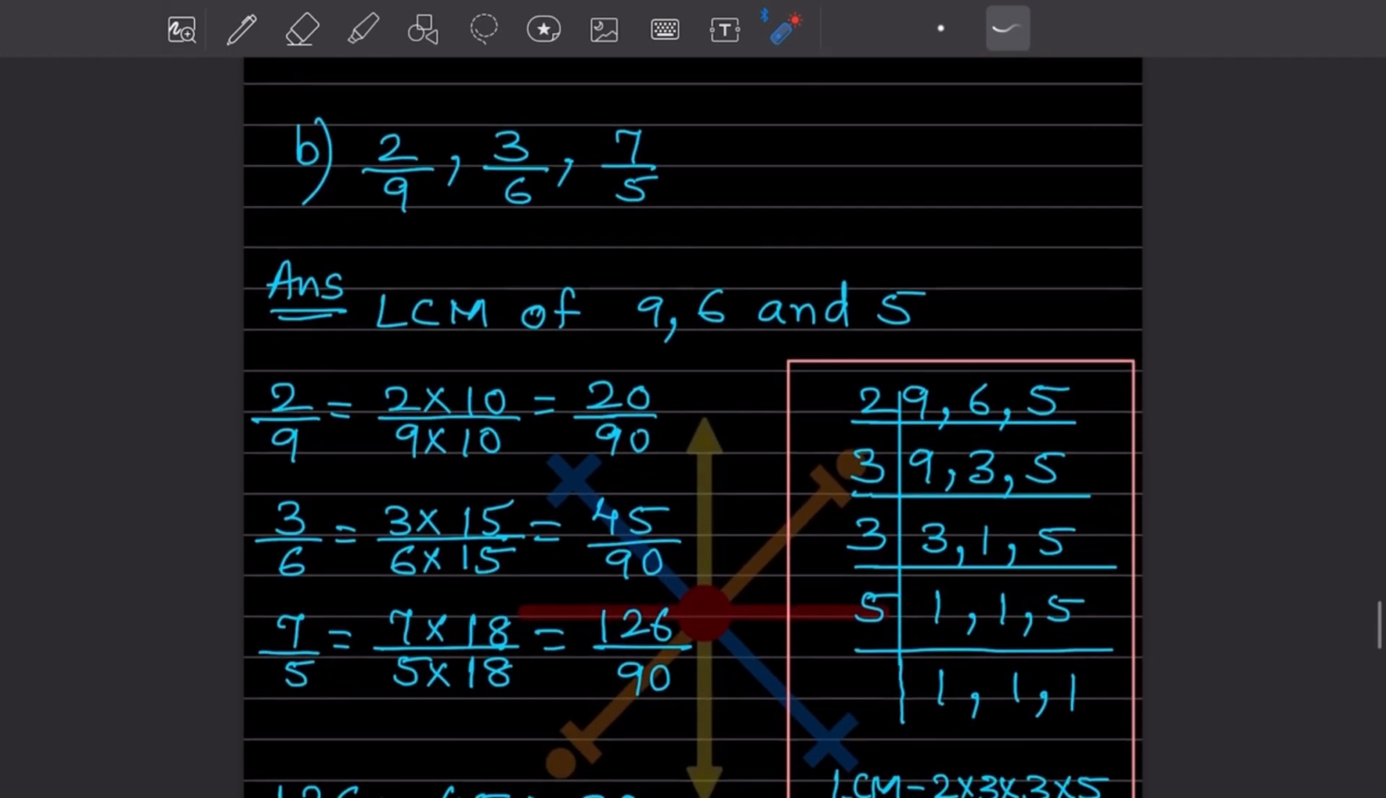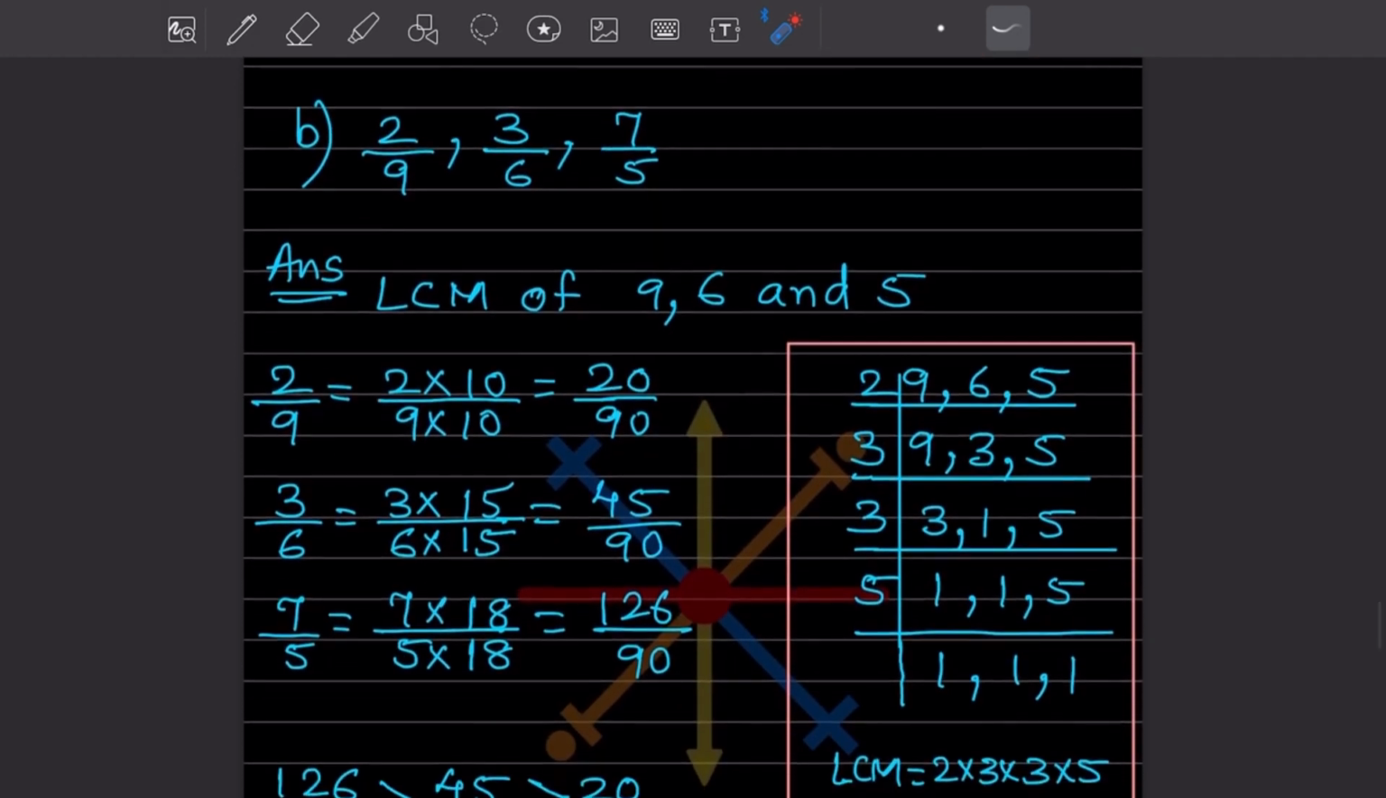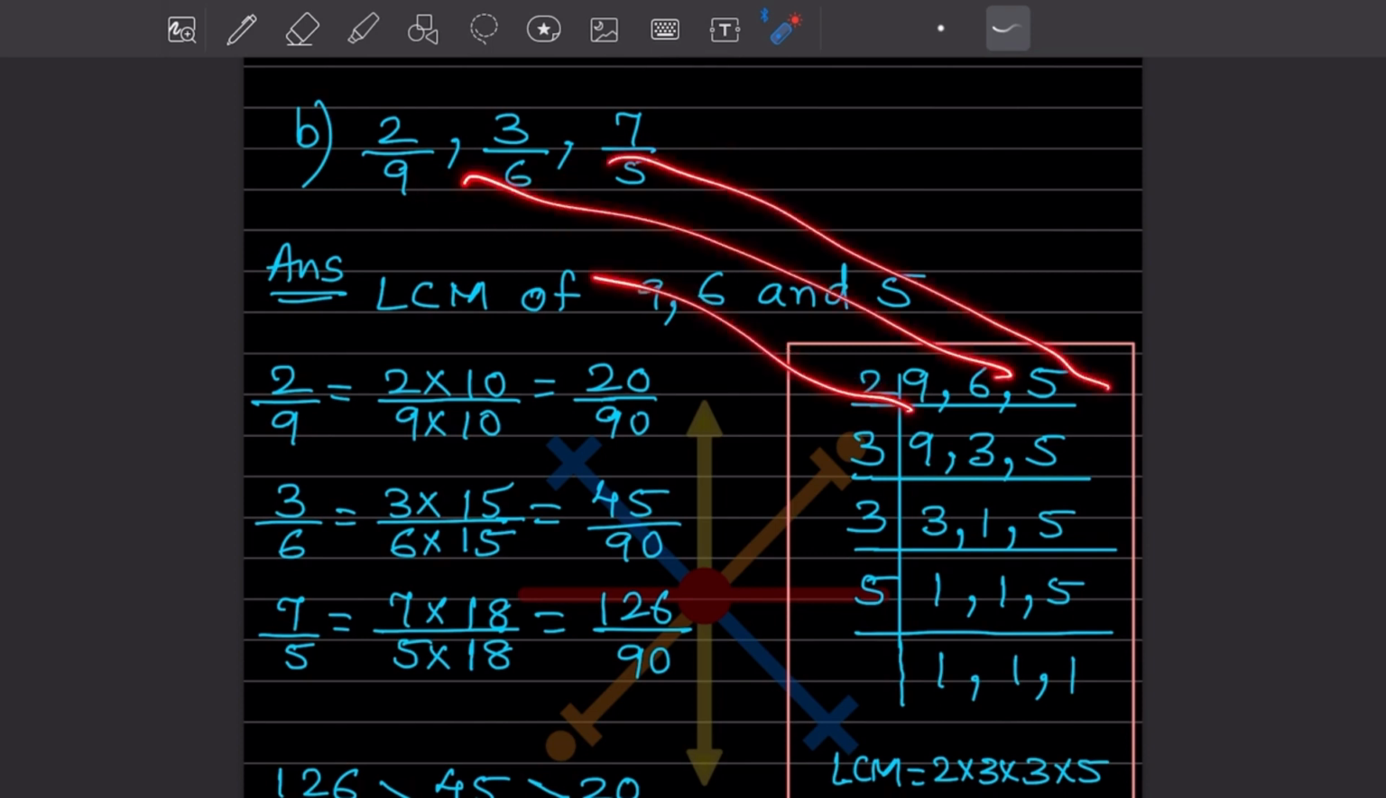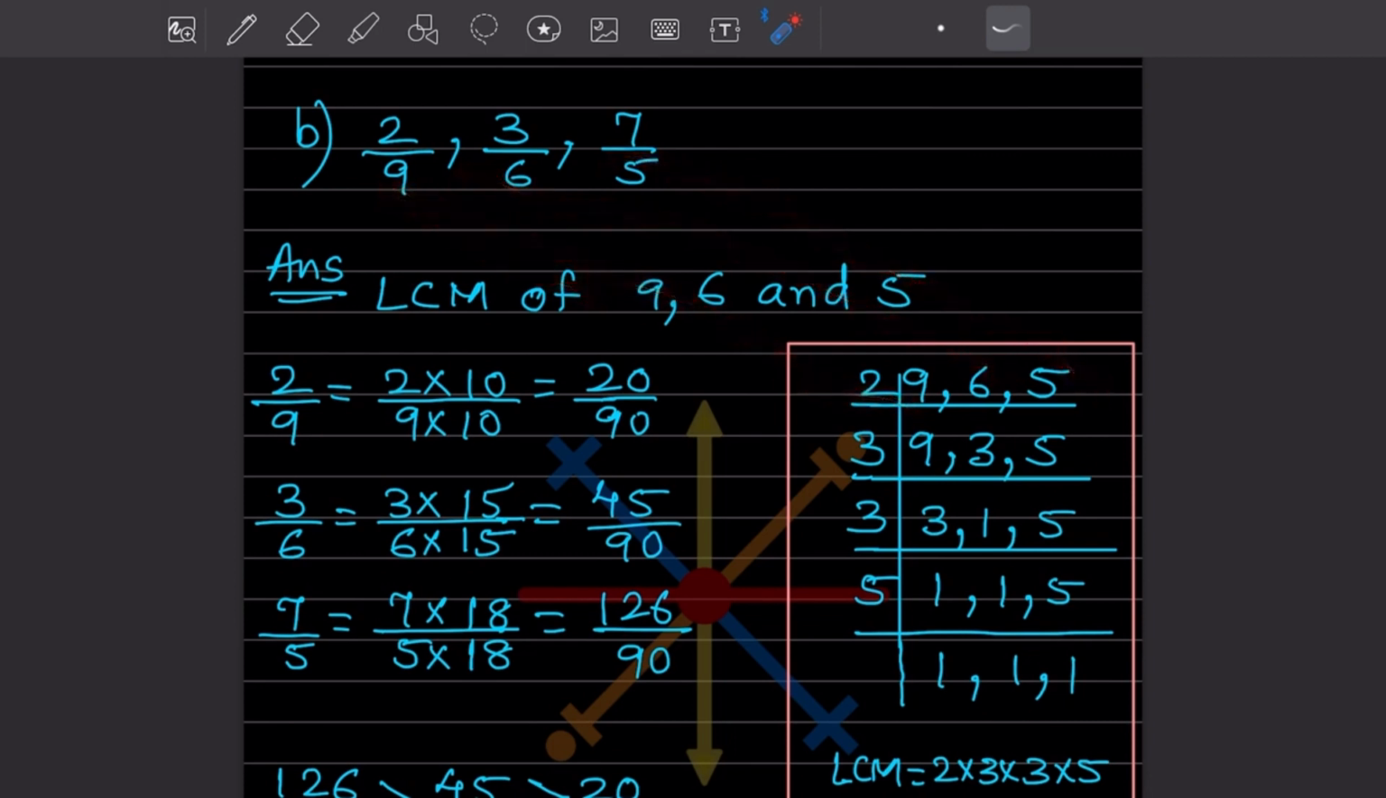Again, the second problem is also the same. Here 2 by 9, 3 by 6 and 7 by 5. You can see the denominators are different. So we have to make them the same by taking the LCM over here. So here, 9, 6, 5. Here again, we can see this is not divisible by 2.